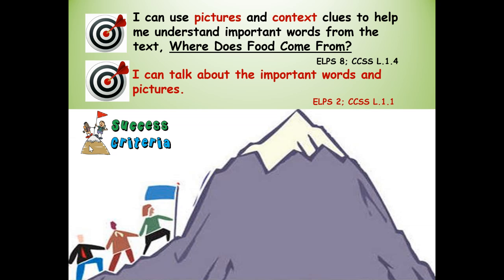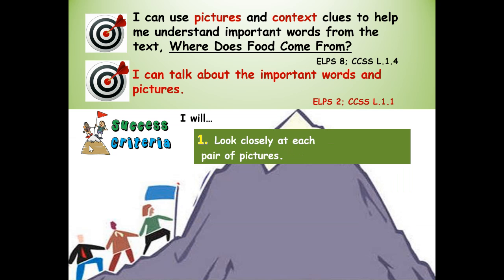Success criteria. That means how will I know you're successful at using pictures and context clues to understand the important words from the story or from the text? And how will I know you're successful at talking about the important words and pictures? Well, here are our steps to success.